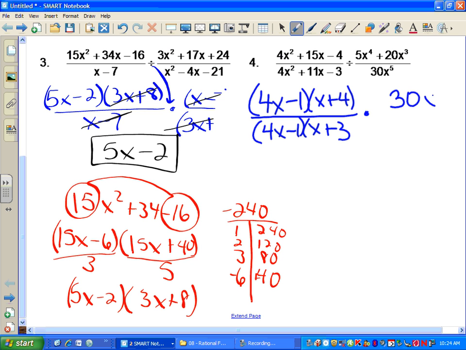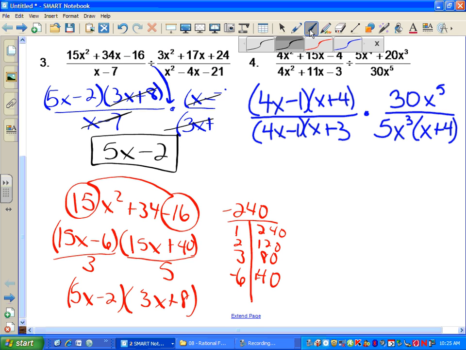The 30x to the 5th is already in factored form. The numerator here, which is going to become the denominator, factors out 5x cubed because that's the greatest common factor, leaving an x plus 4 when I factor out the GCF. Now we're ready to cancel. Let's change colors. The 4x minus 1s cancel. The x plus 4s cancel.